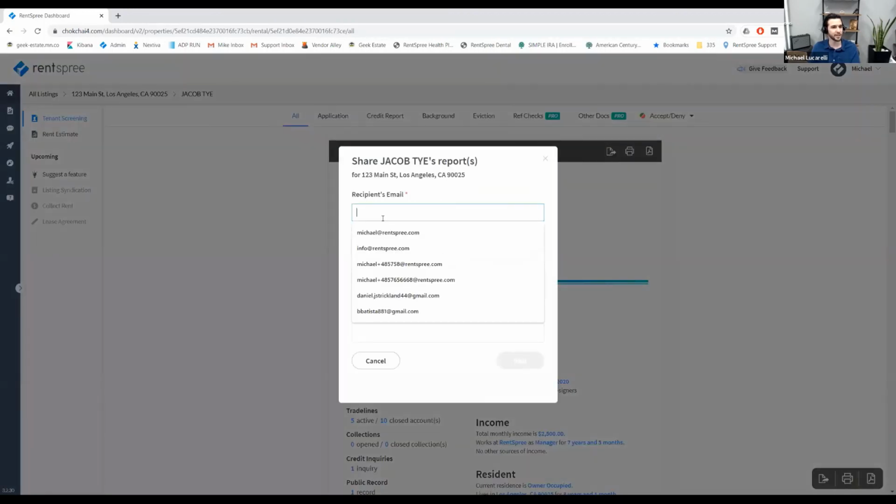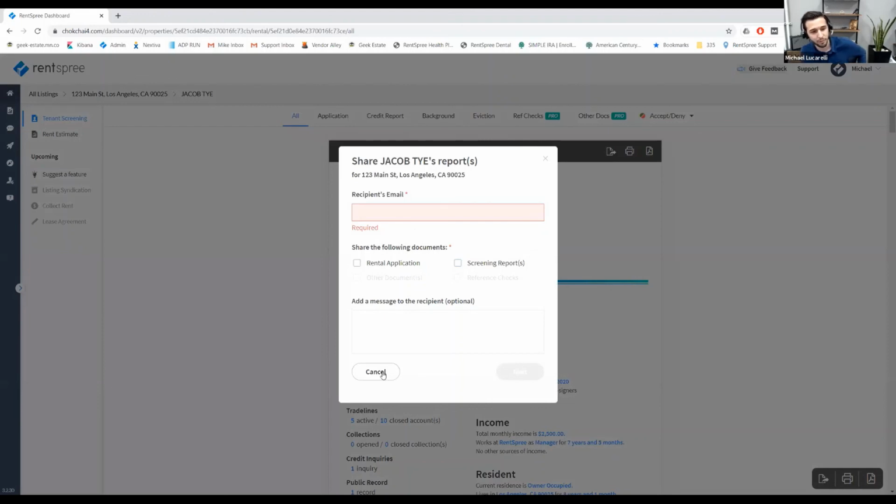And all you do is enter the email address of the landlord right here and then select what you'd like to share with them. And then the landlord will be granted access to view the reports. They just go into Rentspree, log in, and they can securely access the reports directly on Rentspree without you ever having to download the reports, send them through unsecured email or anything like that. So it's automatically handled directly here without you really having to take too many steps.